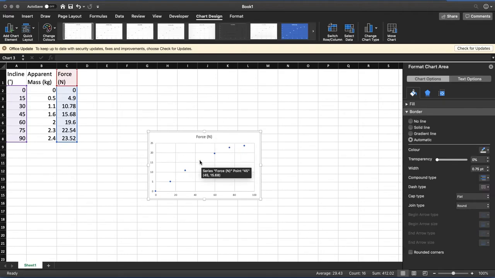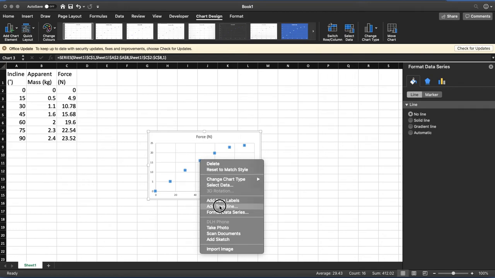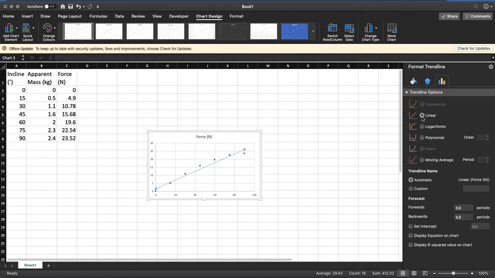I'm now going to insert a trend line. I'll click on one of the points, right click, add trend line, leave it as linear, and set the intercept to 0, 0 because I know that's a valid point. Now straight away I can see that while it's near the line, those data are not a straight line.